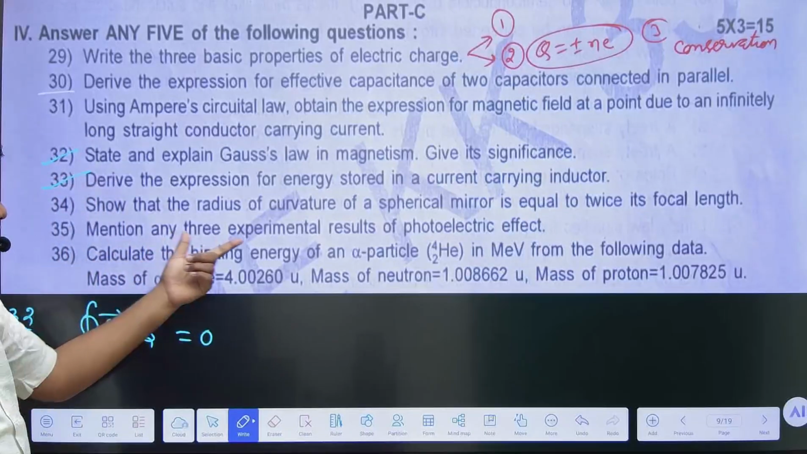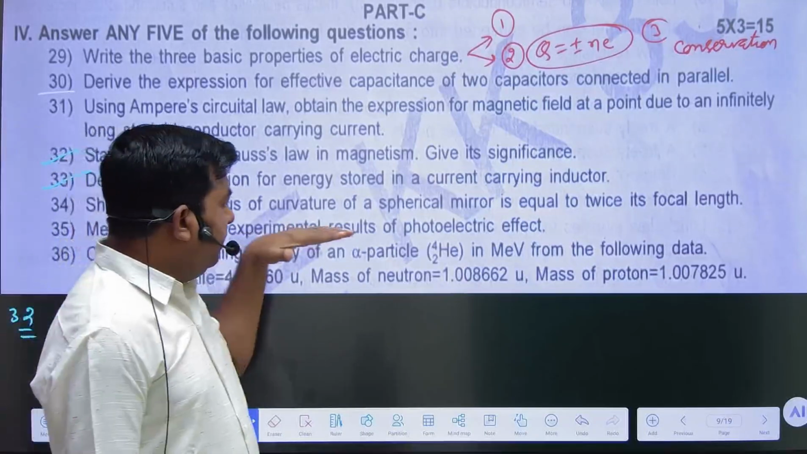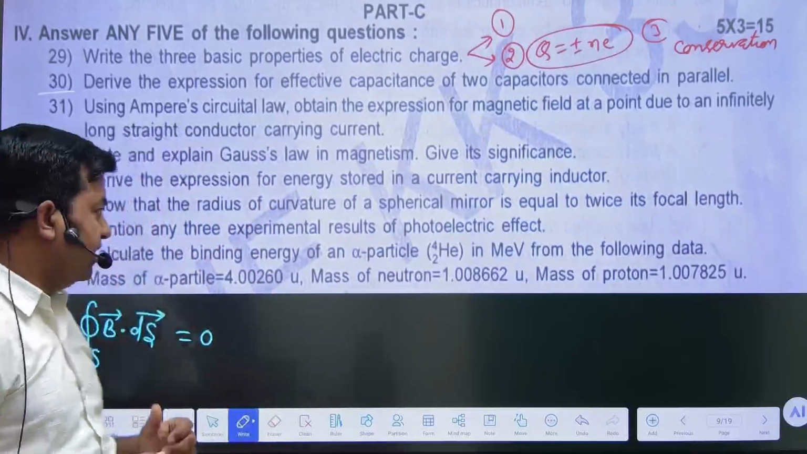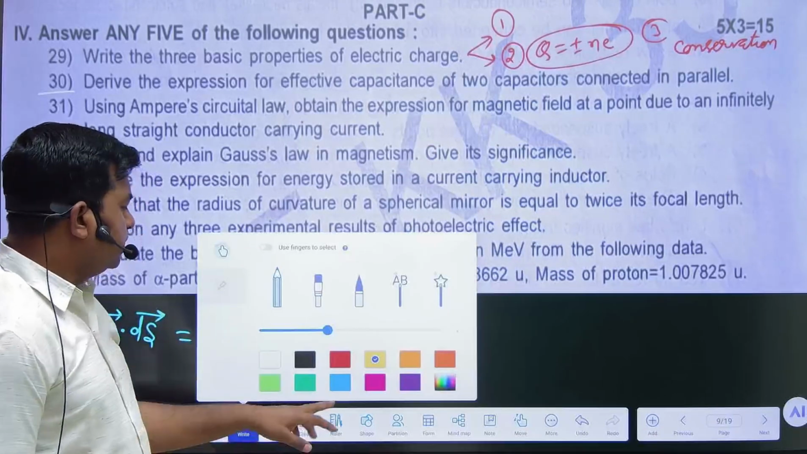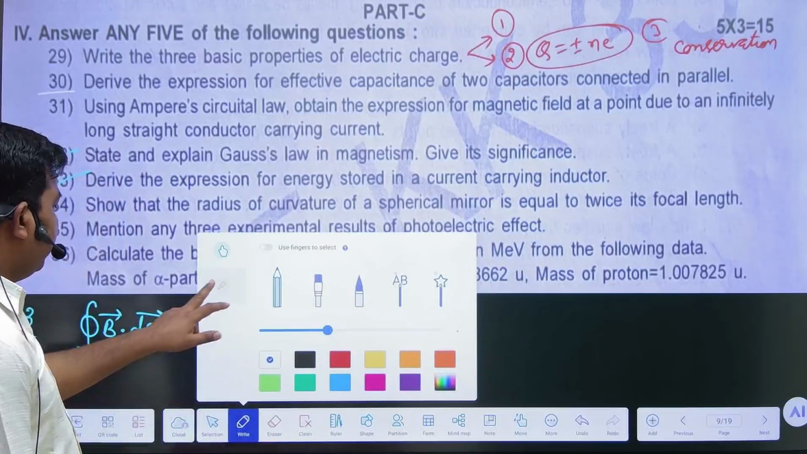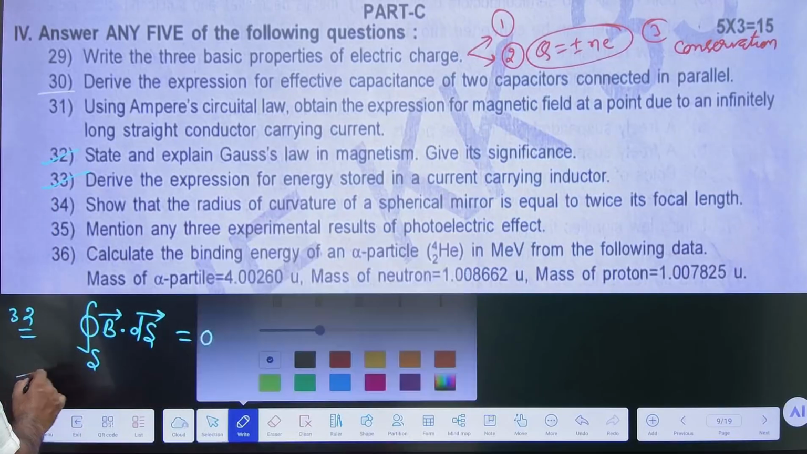Now move to the next question. Next one is: mention any three experimental results of the photoelectric effect. This is a theoretical question, and the experimental results of the photoelectric effect are, first one is what?